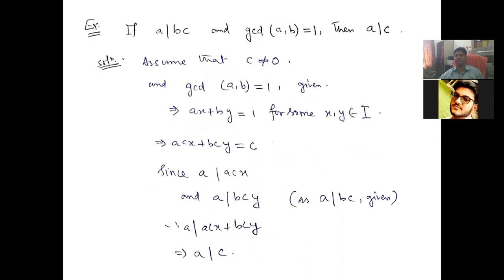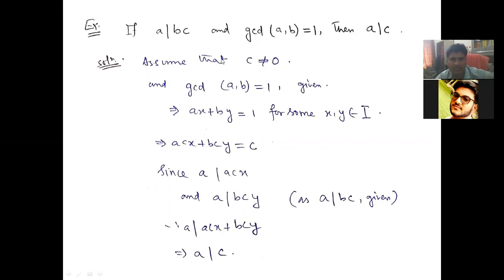You see here, not small result. Another: if A divides BC and GCD of A, B equal to 1, then A must divide C. इस प्रोडक्ट को डिवाइड करता है और इसके साथ A और B के GCD 1 है, उस केस में A must divide C. How is it?